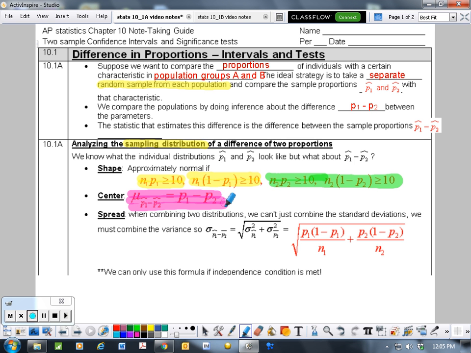Now, what happens with our spread? Well, we can't just combine standard deviations. In fact, we spent quite a bit of time talking about what happens if I want to put together two different distributions. We can't combine the standard deviations, so instead we combine the variances. Those variances are really the standard deviation squared. So I square the standard deviations, I add those together, and then I square root to get the new standard deviation.